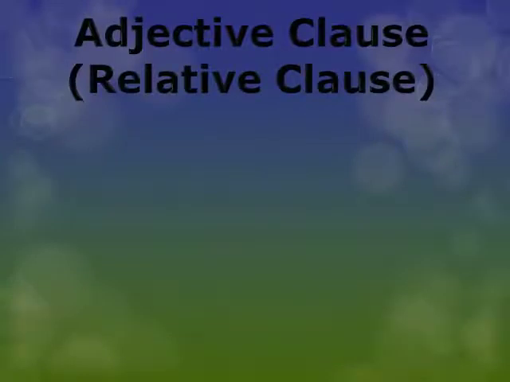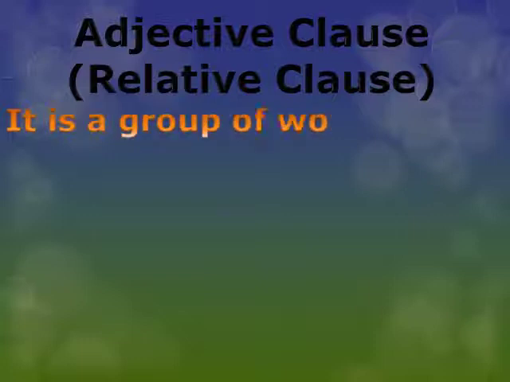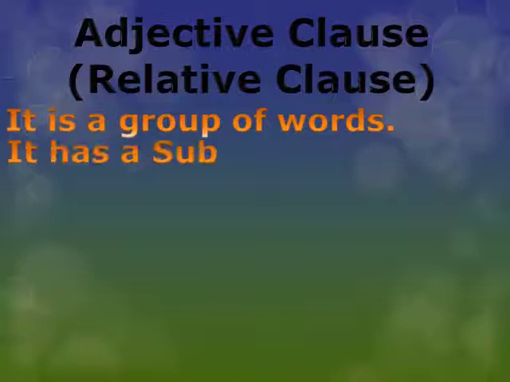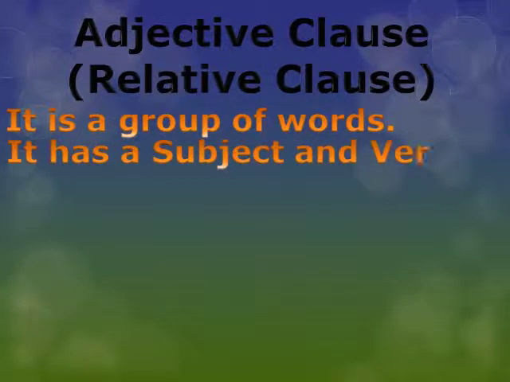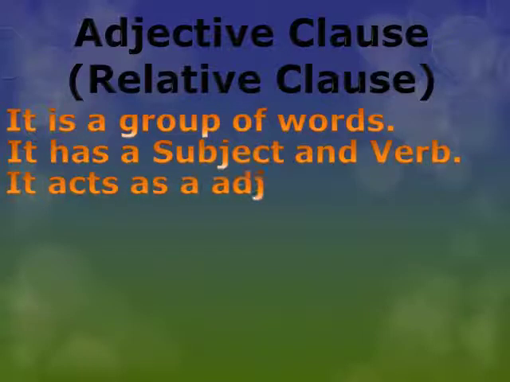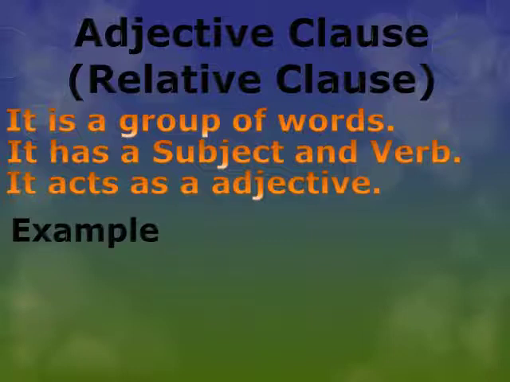The second type of dependent clause is the adjective clause. An adjective clause is also called a relative clause. It is a group of words. It has a subject and verb. It acts as an adjective. Now let's take an example to understand.